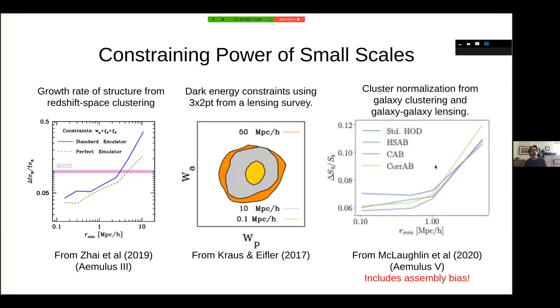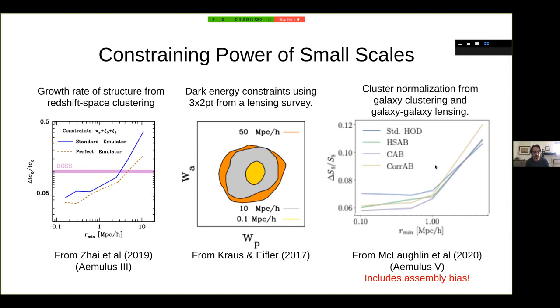So here is the constraining power of small scales. These are three different results from three different papers looking at different quantities you might want to constrain, and showing how you get better constraints on those quantities when you include smaller and smaller scale information. So starting on the left, this is the constraints on growth rate of structure from redshift space clustering. This is from our Aemulus project. This is Aemulus 3, led by Jean Gujai. And it shows that as you get to smaller and smaller scales, you get a factor of two upgrade over constraints you would get from the same sort of volume by looking at linear theory and perturbation theory in the translinear regime.